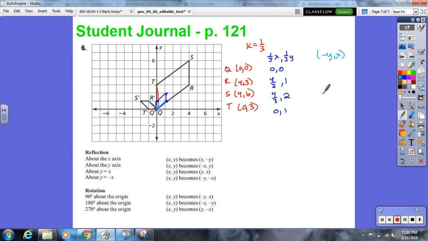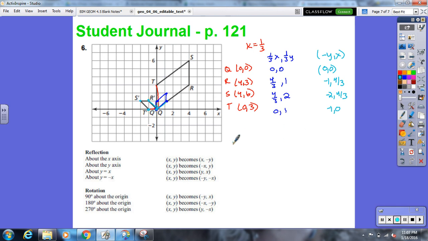So the points become (negative y, x). So this is still 0, 0. This becomes negative 1, 4/3. This becomes negative 2, 4/3. And this becomes negative 1, 0. So if we look at the points, negative 1, 0 is going to be right here. 0, 0 is still at the origin. Negative 2, up 4/3. I could buy that right there, and I could buy that that's negative 1, 4/3. So I feel pretty good about this.